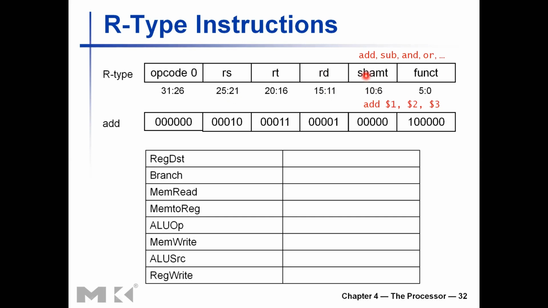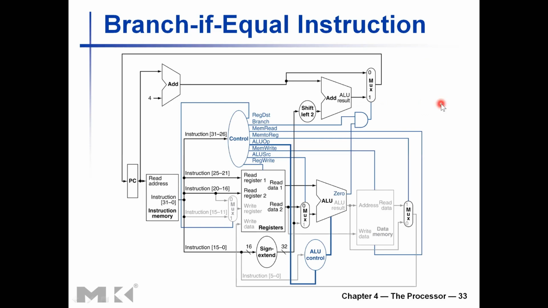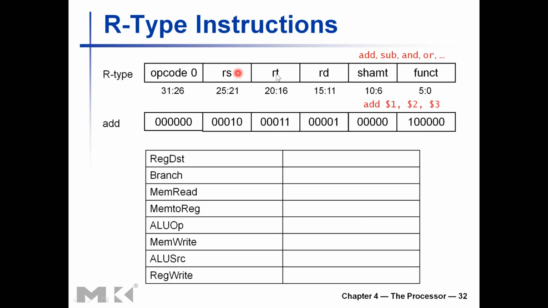Right. So let's take a simple example and see how the control signals behave for this instruction. So let's take this add instruction, add $1, $2, $3. So the idea is to add the values in registers number 2 and number 3 and save the result in register number 1. So register number 1 is the destination register corresponding to the RD field, and registers number 2 and 3 are the 2 operands, the 2 reading registers corresponding to RS and RT.